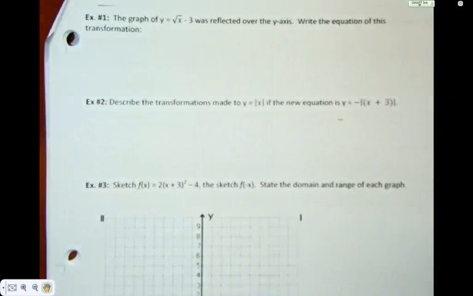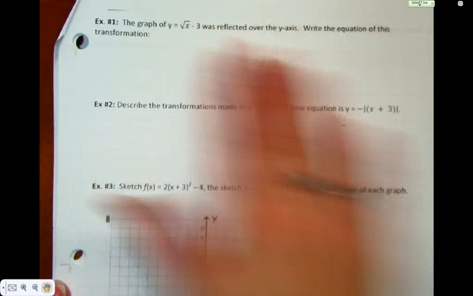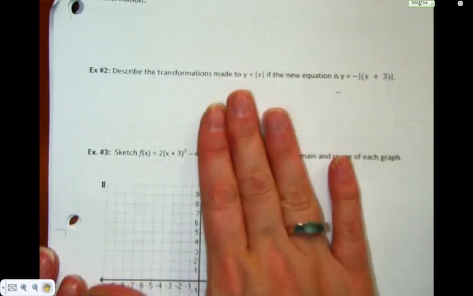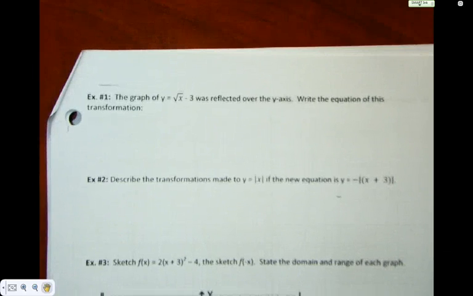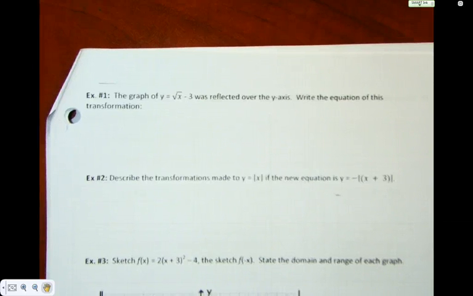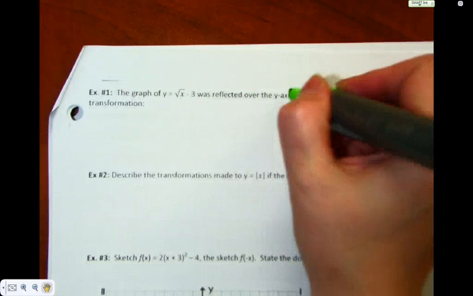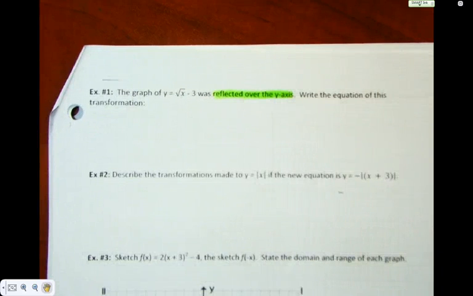Okay, so let's look at some actual questions. Just like what we did Friday, we're going to write down new equations after transformations. We're going to describe transformations, then we're actually going to draw them, only when it says. So now you are on domain and range duty. So number one. They're telling you this graph was reflected over the y-axis, and we want to write the new equation.